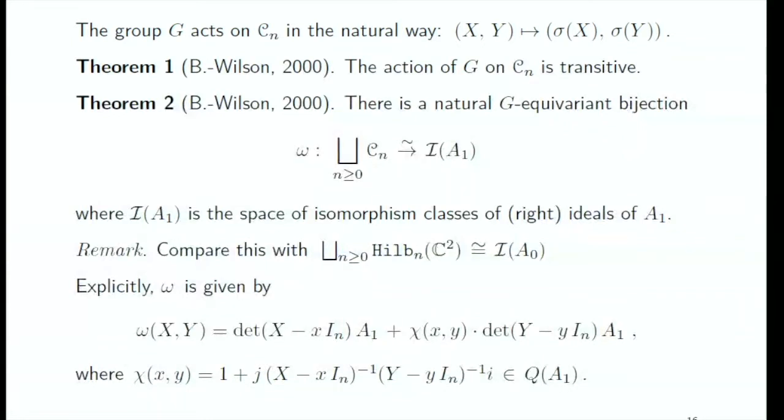So here there is a natural action of Pic of A1, here there is a natural action of this G. And it turns out that Pic of A1 is isomorphic to G, and we know that G acts on C_n transitively, so C_n are exactly the orbits of Pic A1 under this identification. So the number n, which I was referring to in that theorem, is exactly this Calogero-Moser index.